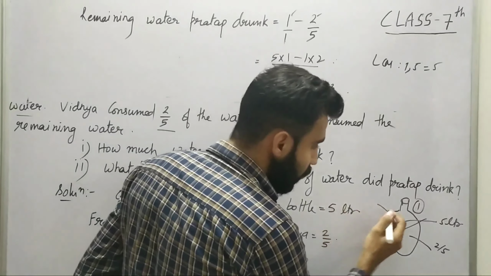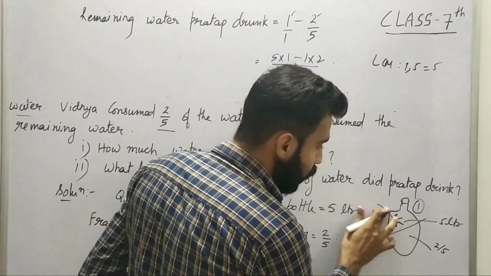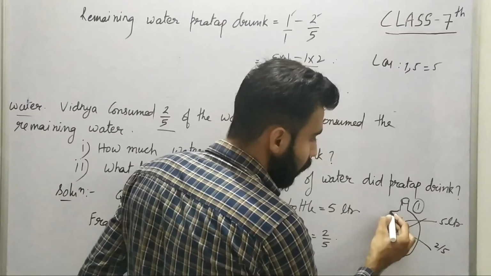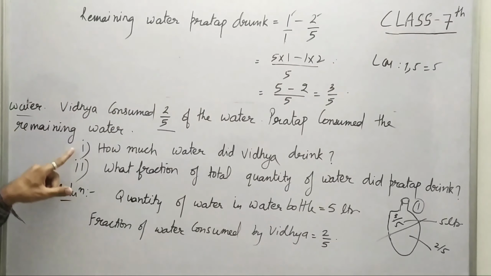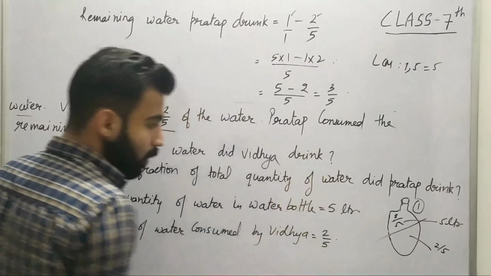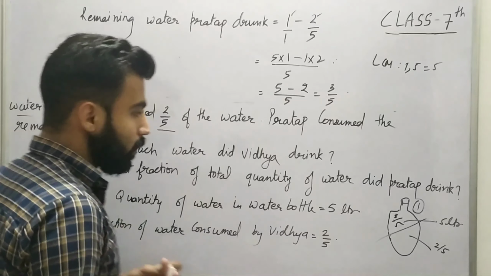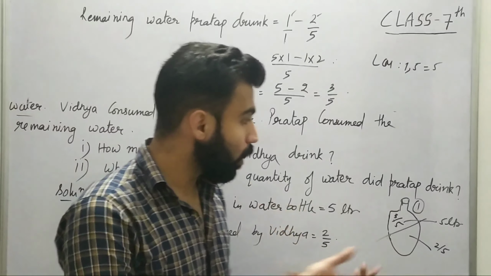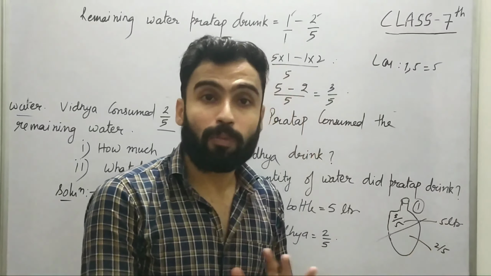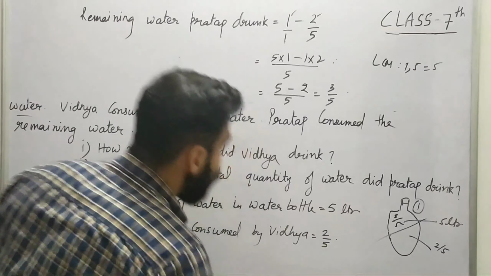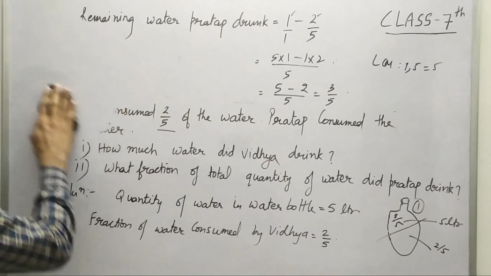So let me just write it here. So this portion is 3 by 5. Right? So now the question says we have to find out how much water did Vidya drink. Now we clearly know that Vidya's fraction is 2 by 5. But we don't know the amount in liters of water Vidya drank. So let me just write that. And before that, let me just also rub this line now because we have done this area.